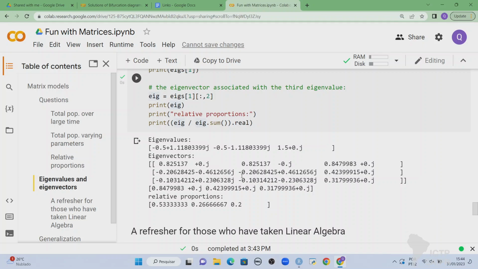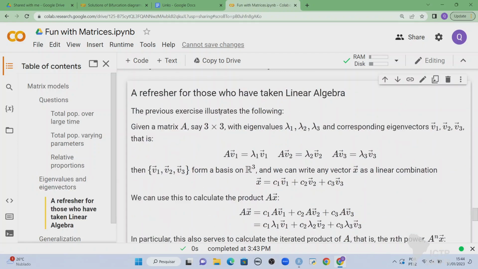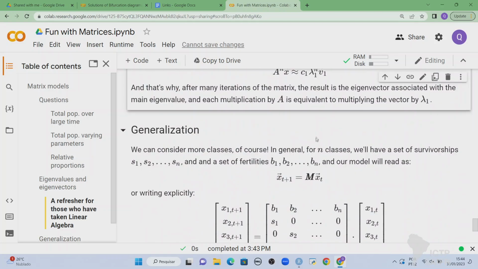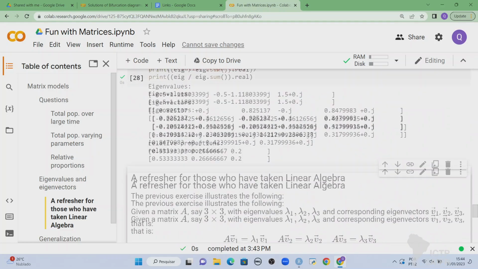Nice. So I'm going to stop here. Here I have some explanation for people that have taken linear algebra. If you haven't taken linear algebra, just ignore this, it doesn't matter. But if you don't remember exactly why this happens, I go over the calculations to prove that for a long time this is dominated by the main eigenvalue. I have the derivation here, and then we go back to generalizations in a later class.